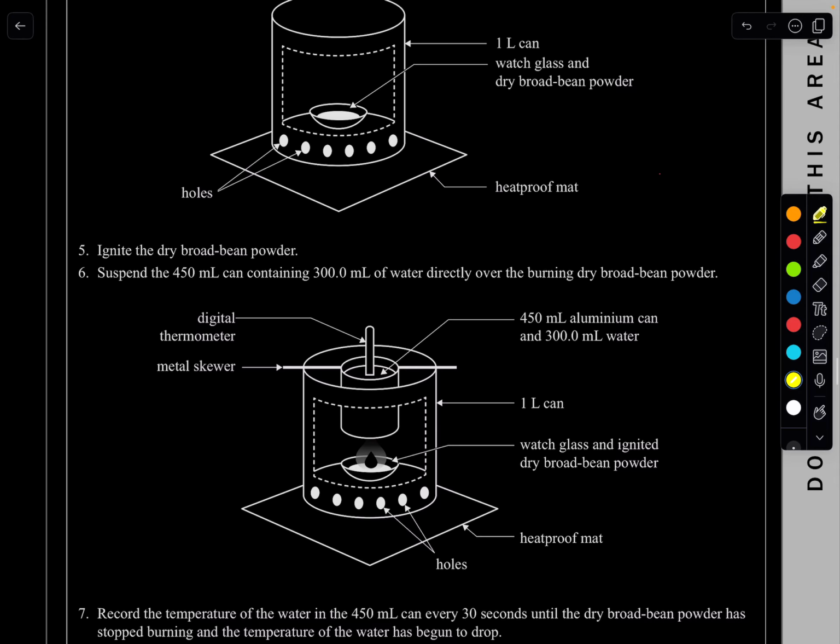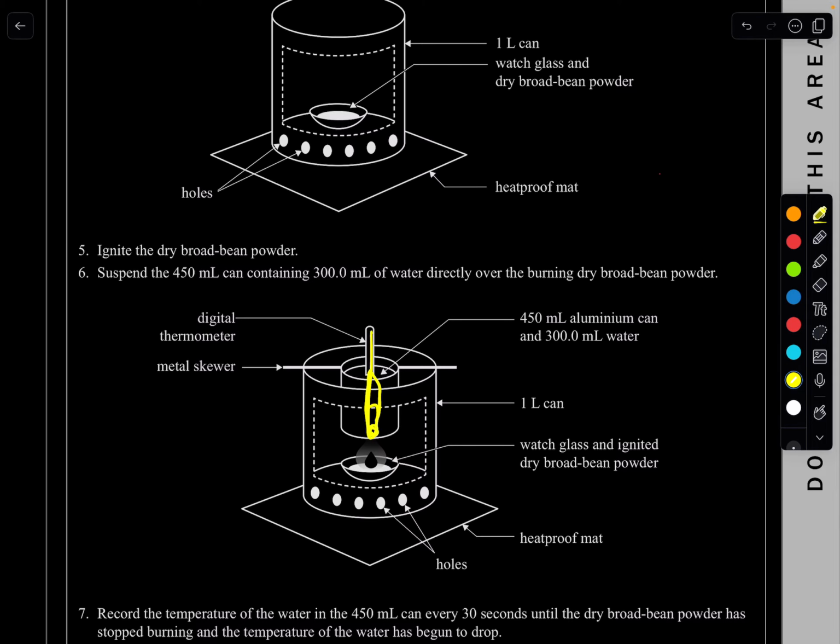Okay, what about the thermometer? What if they placed the thermometer next to the bottom of the can, right next to that heating element? Remember, what they have to do is stir it. They have to use a metal skewer to stir it. Sorry, this thermometer in this can here.